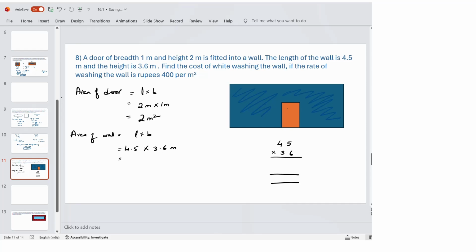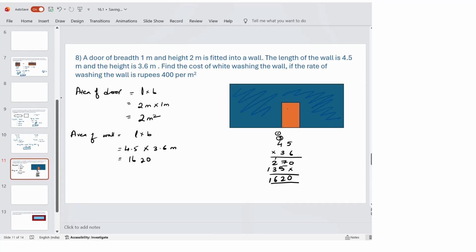So 6 5s are 30 and 6 4s are 24, 25, 26, 27 is over here. 3 5s are 15, 3 4s are 12, 13. There you go. 1620. Now I have the value as 1620.